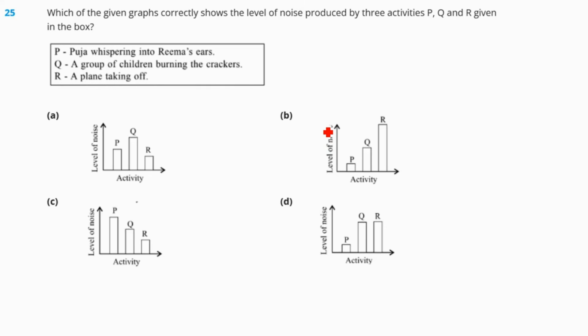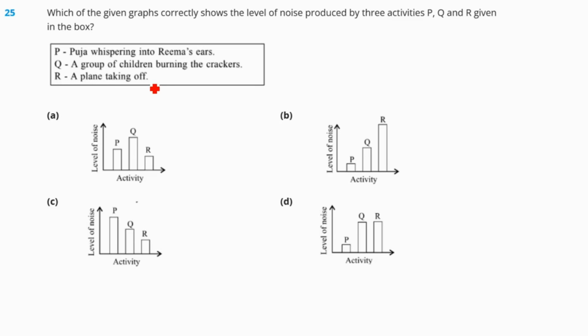Question number 25. Which of the given graphs correctly shows the level of noise produced by three activities P, Q and R given in the box? P is Pooja whispering into Dina's ears. Q is a group of children burning the crackers. R is a plane taking off.